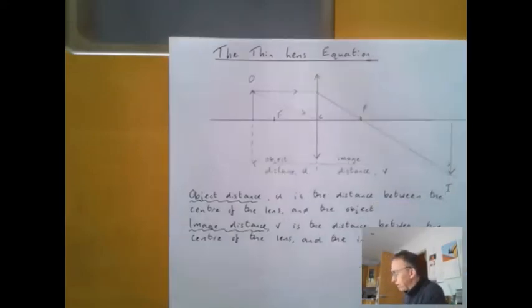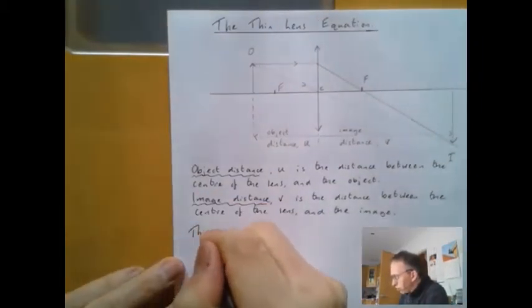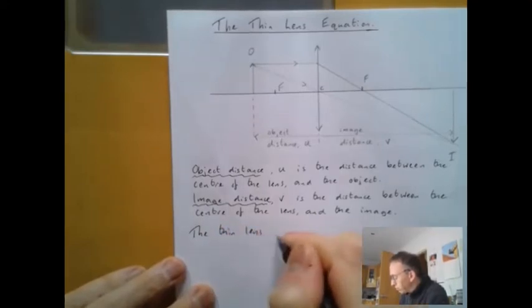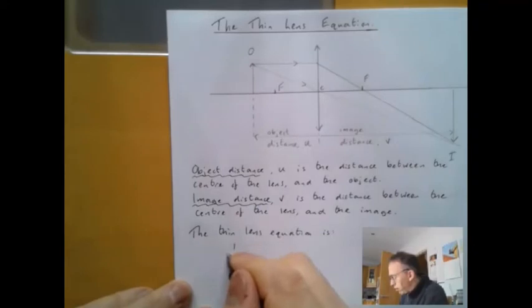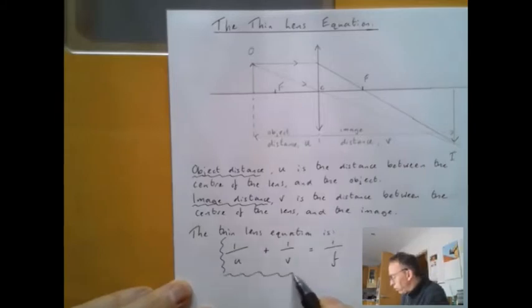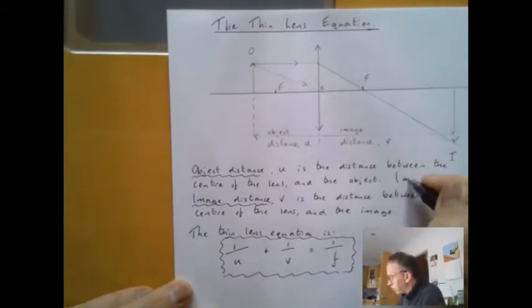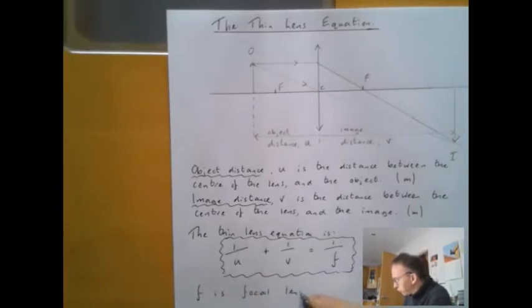Now, we can simply then state the relationship between object distance and image distance as follows. So the thin lens equation is 1 over u plus 1 over v equals 1 over f, where u is the object distance in meters, v is the image distance in meters, so its units are both meters, and f is the focal length, which we defined earlier, of the lens, which should also be in meters.